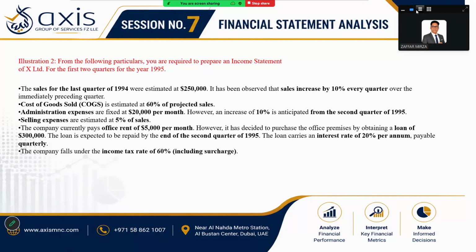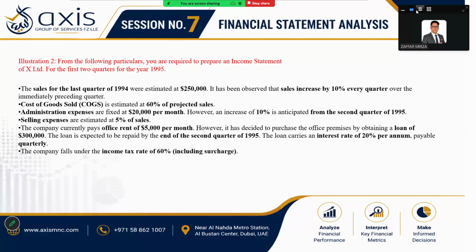Sales: the sales of the last quarter of 1994 was estimated at 250,000 USD. It has been observed that sales increased by 10% every quarter over the immediate preceding quarter. Means 250,000 multiplied by 10%, we will get 25,000. So 250,000 plus the increase of 10%. It is an increase, not a decrease, so it is plus.